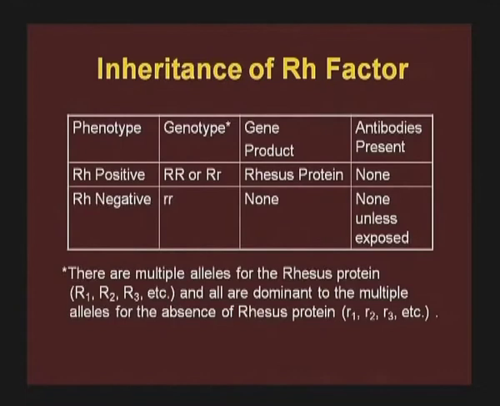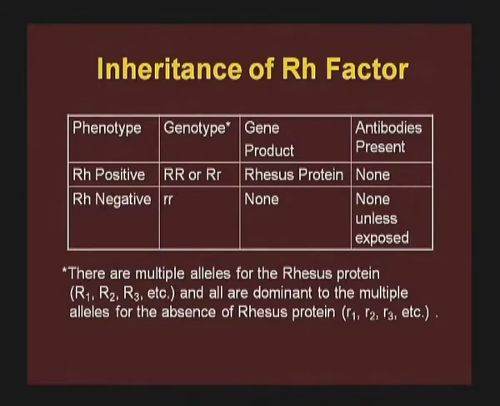Inheritance of the Rh factor, that is the rhesus factor, is also very important in the case of blood group. It shows the phenotype, genotype, gene product and antibodies present. In the case of Rh positive, it is capital R or small r, the Rhesus protein is the gene product, and antibodies are none. Rh negative is both small r, the gene product is none, and antibodies are none unless exposed.